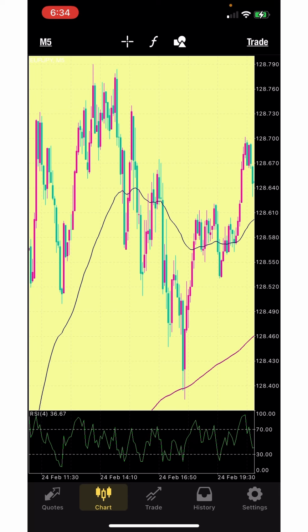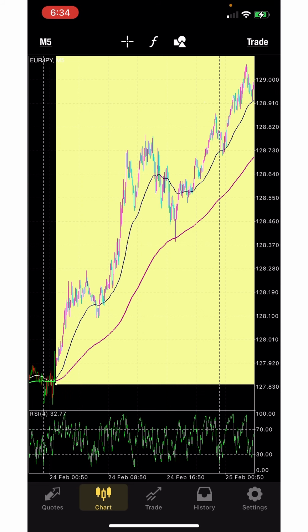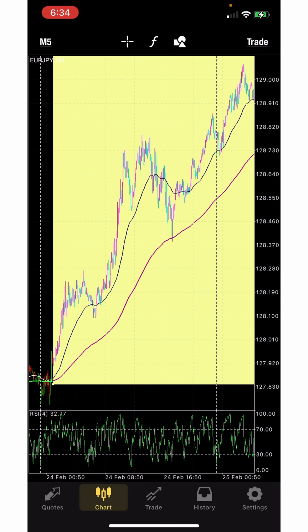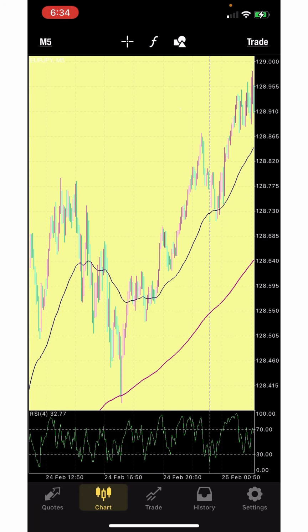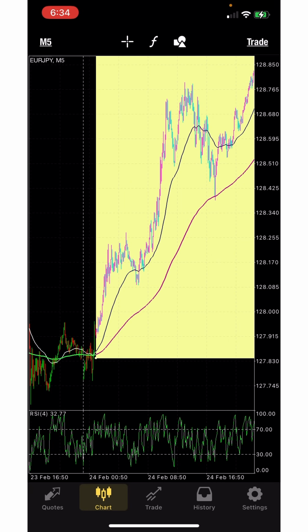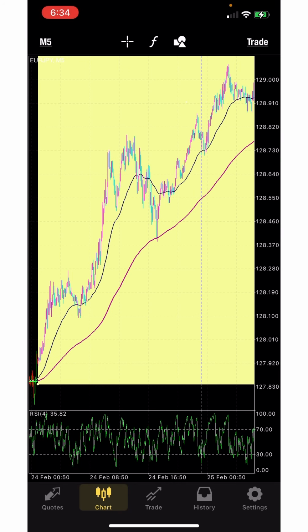And here's the bigger pullback right here, the major pullback. Now that would have been where you would enter on the 15-minute time frame. See what I'm saying? So use different time frames to get better entries, but stick to the 15-minute time frame, and understand how market structure works. That way, you're not just lost. You feel what I'm saying?